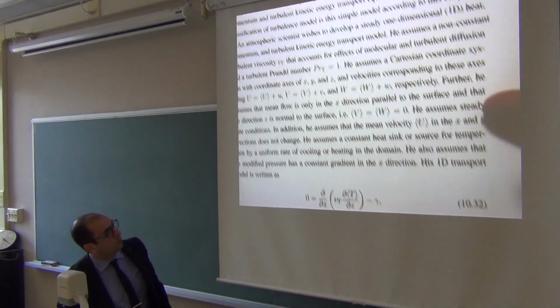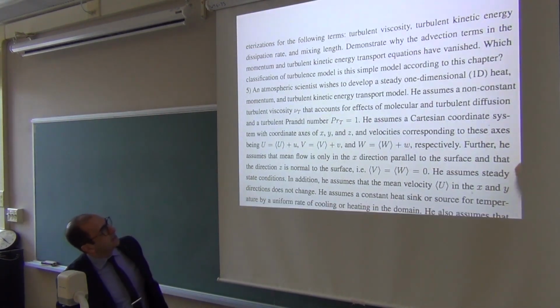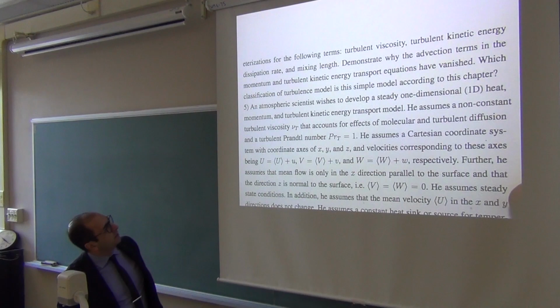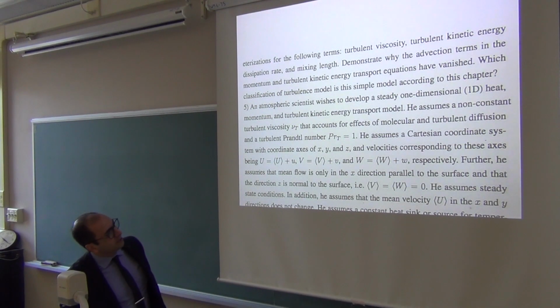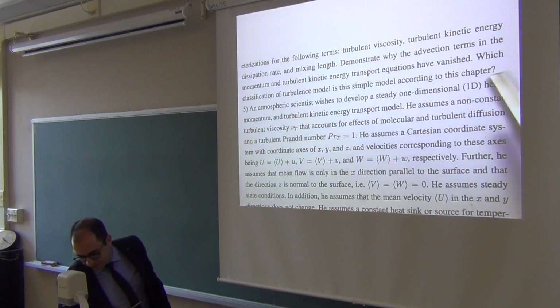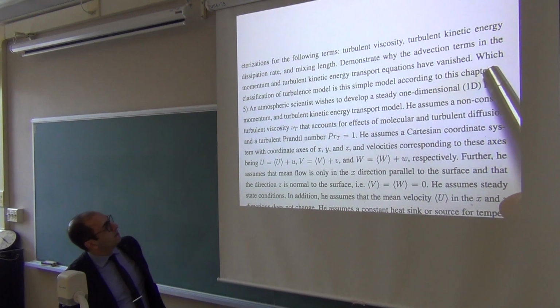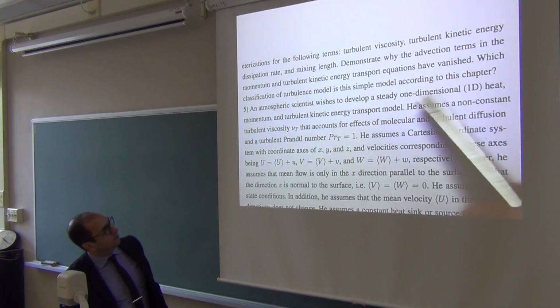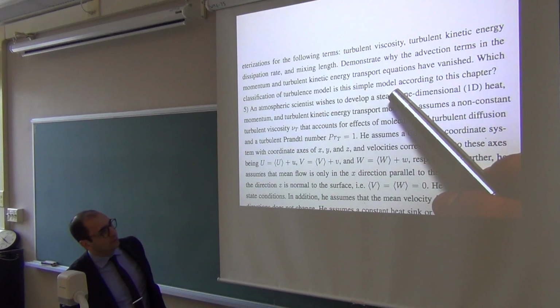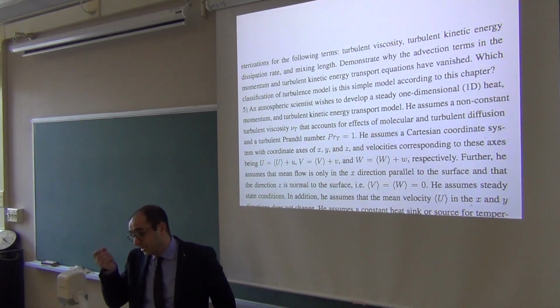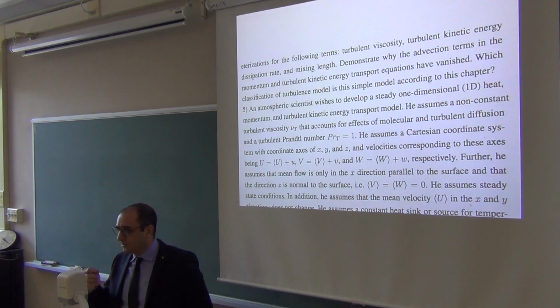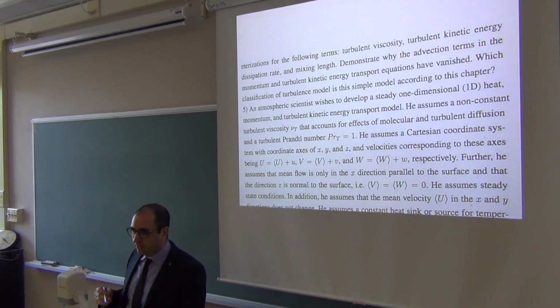Further, I'll show why the advection term in the momentum and turbulent kinetic energy equations have vanished. I'll show why there's no advection in this. Also, which classification of the turbulence model is this simple model according to. So, I already said this is most likely a one equation model. There is just the K equation and three equations to close the rest of the parameters. Okay, so let's begin the fun.